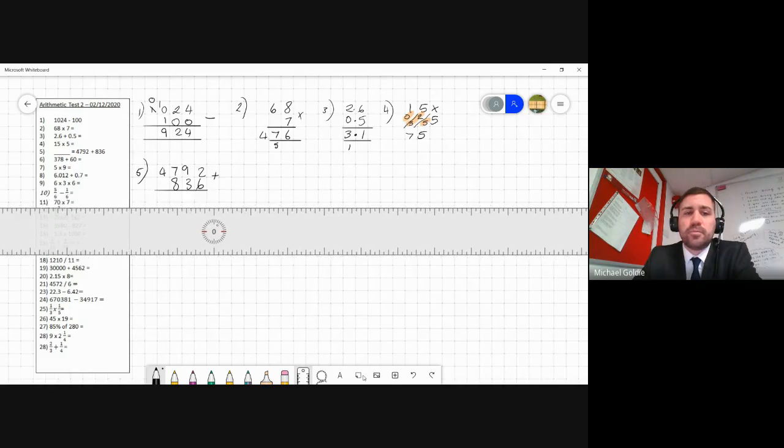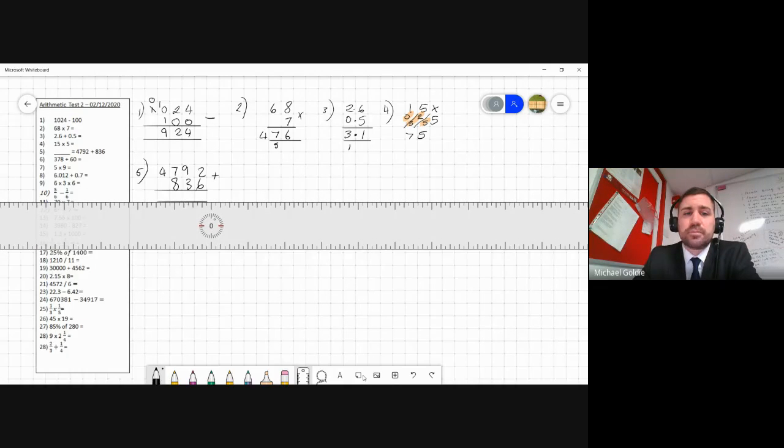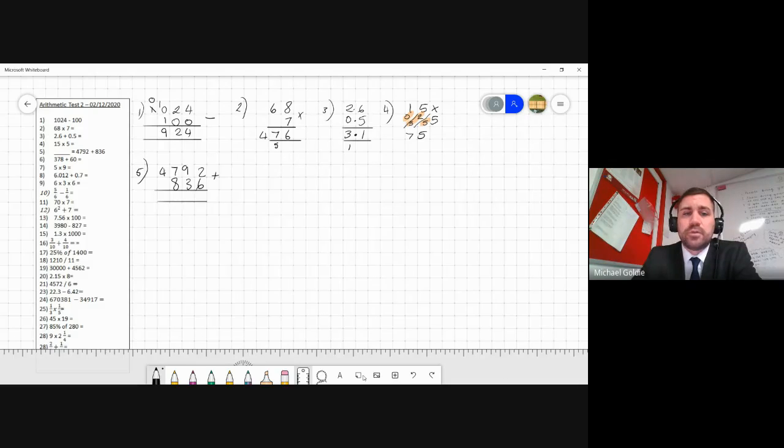Get it lined up like that. Simply add them up. 2 add 6 is 8. 9 add 3 is 12. Make sure you carry the 1. 7 add 8 is 15. Add 1 more is 16. Make sure you carry the 1 again over to there. 4 add nothing on its own is 4, but you make sure you carry this one on here. And that is 5. So your answer is 5628.